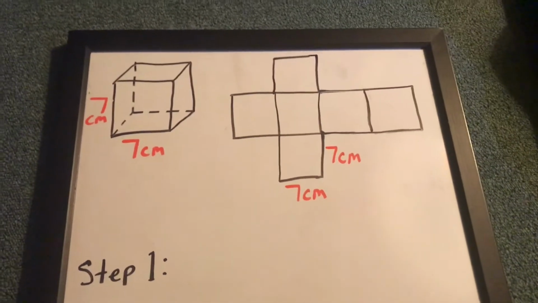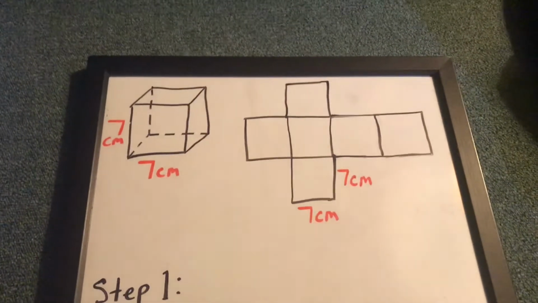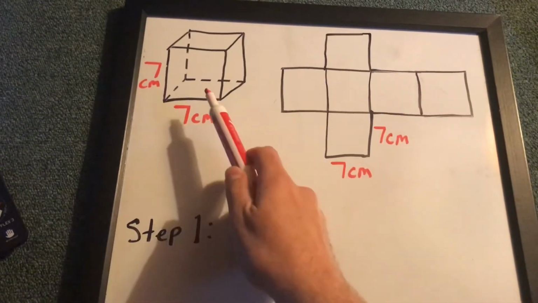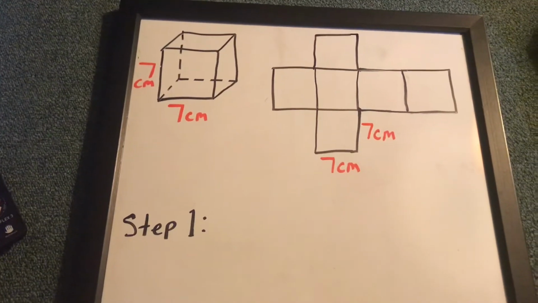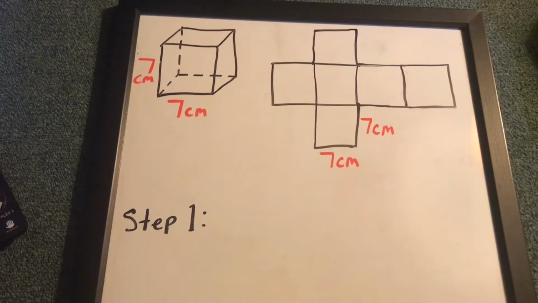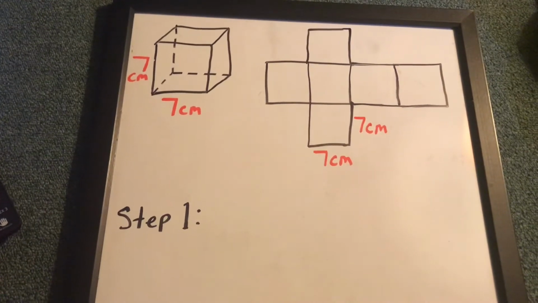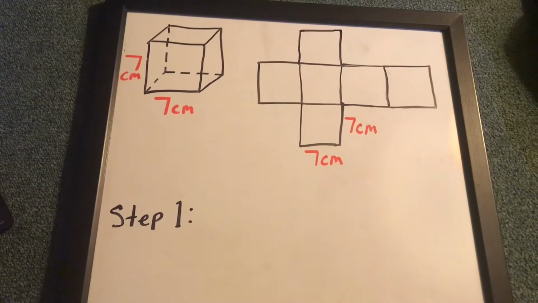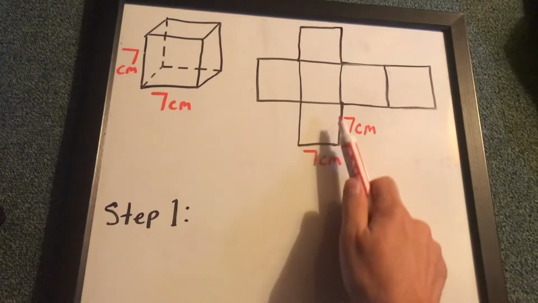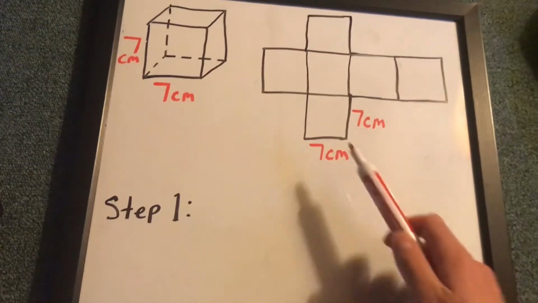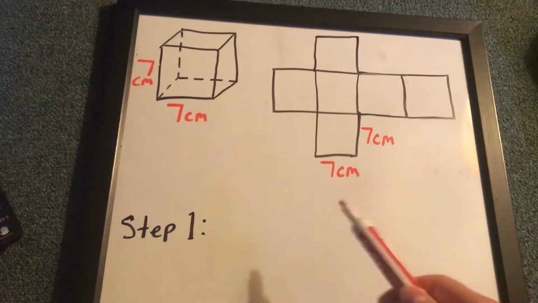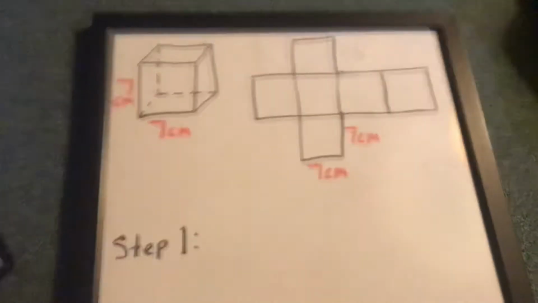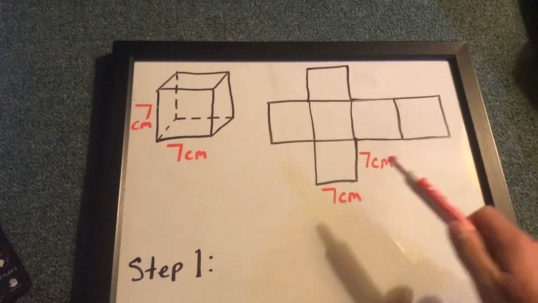So to find the surface area of this cube, we have to do two steps. Our first step is to find the area of just one of our faces. And since this is a cube, all of the faces are the same size and shape. They're all congruent, so they'll all have the same area. To do this, we just have to multiply the two sides of this square that we're given. We're given the measurement of this square, which is 7 centimeters by 7 centimeters. Like I just said, since each of these squares is congruent, each square is going to have the same area.